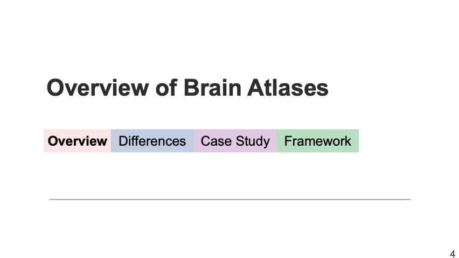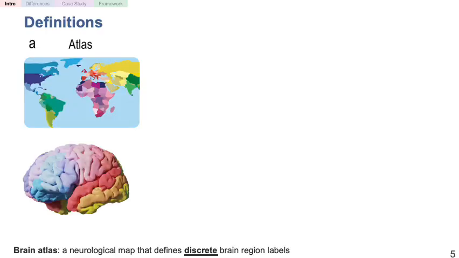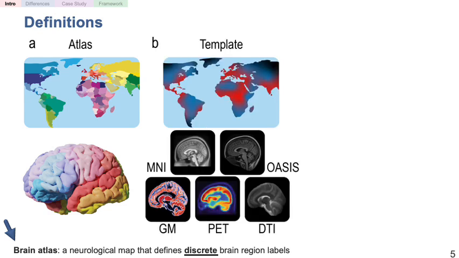Now an overview of brain atlases. I think it is helpful to start with specific definitions so that we are all on the same page with concrete terminologies. So when I say brain atlas, I mean a neurological map that defines discrete brain region labels. They are discrete and not to be confused with brain templates, which are more continuous in nature.